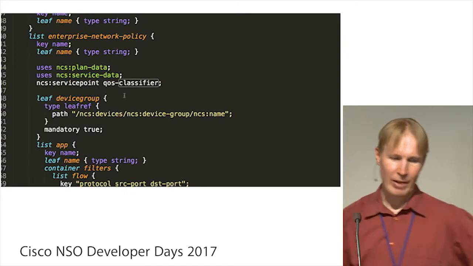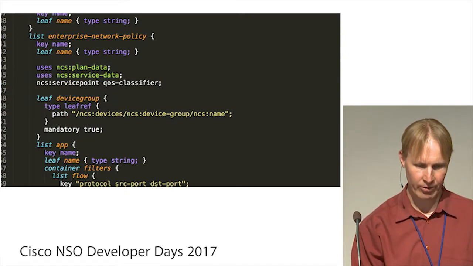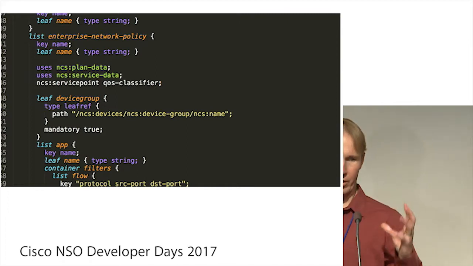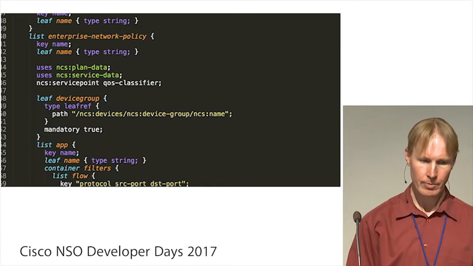Okay, then we have a top-level container called CrossClassifier. So everything that has to do with my service will go in this top-level container, CrossClassifier. It goes on all the way to the end here.